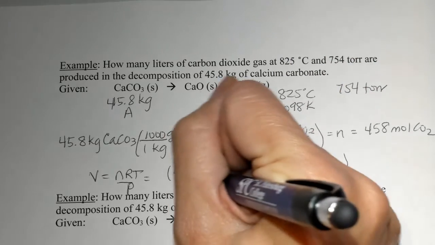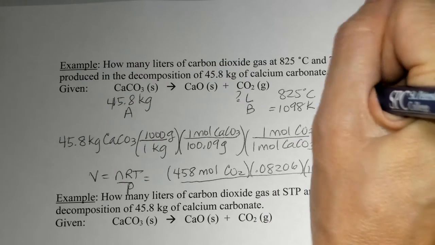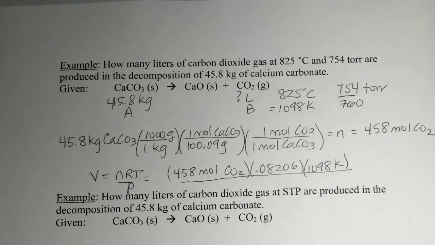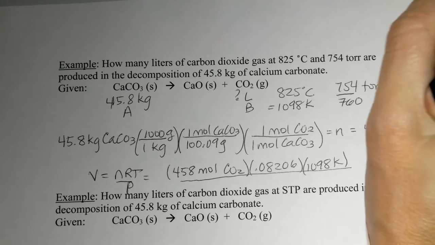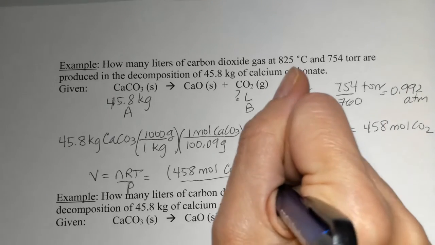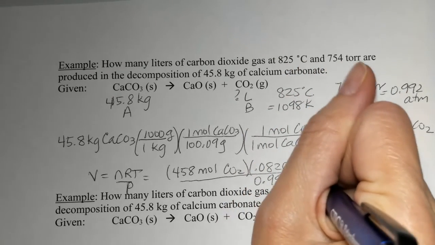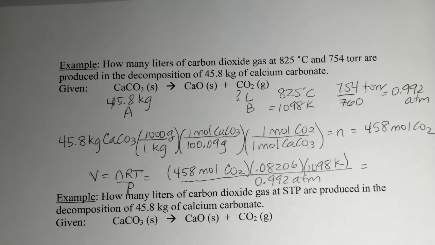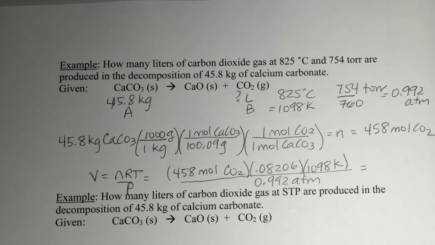And then I need to divide by my pressure, and of course it needs to be in atm. So I'll take the 754, divide by 760. It's really 0.992 atmospheres. And that'll go in my denominator here. So volume will be 458 moles times 0.08206 times a temperature of 1098 Kelvin, divided by a pressure of 0.992 atmospheres. And it's a large number, as you would expect.